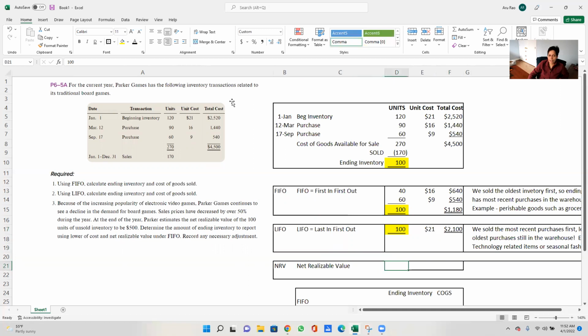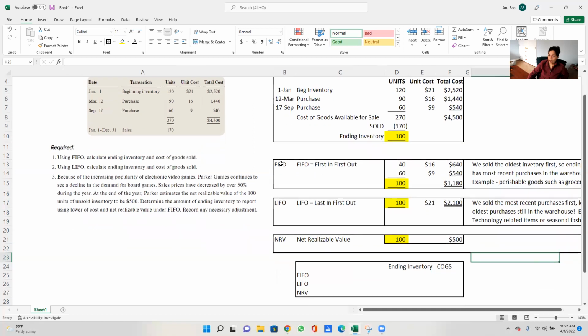So what they're telling us over here in the net realizable value, this is the net realizable value method. They're saying this 100 units that I have on hand over here, it's the same 100 units we're looking at. What they're saying is the best I can possibly do is sell it for 500. It doesn't matter what my internal accounting is. The best I can do is sell it for 500. So in this case, they're telling us we need to find out the ending inventory to report using the lower of cost or market under the FIFO method and record any adjustments.